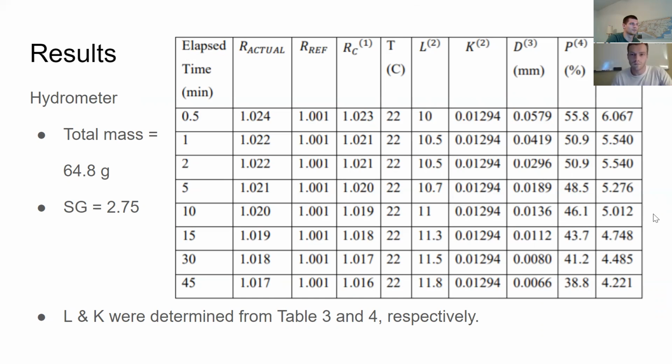In this case, we found that 95.9% of the soil passed the number 4 sieve, while 10.9% of the soil passed the number 200 sieve. For the hydrometer, a total of 64.8 grams of soil were used with a specific gravity of 2.75. This soil was what was left in the pan of the sieve analysis test. 8 measurements were recorded for the listed times. A reference reading of 1.001 was used to calculate the actual hydrometer reading. The variables L and K were taken from tables 9-3 and 9-4 respectively from ASTM D422-63.